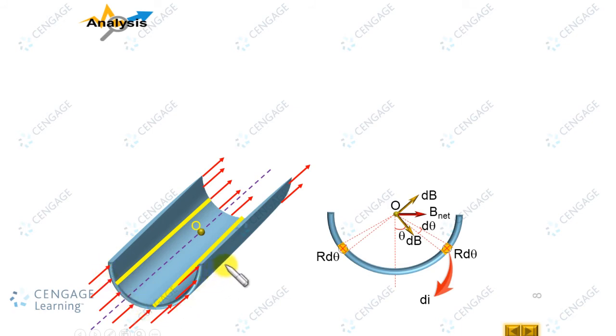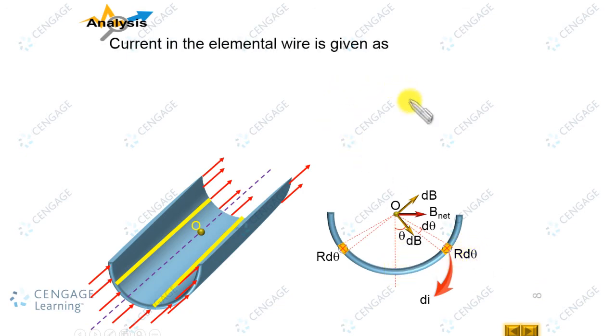So current flowing through this section should be equal to I divided by pi r, that is the current density, multiplied by length of this section, that is R dθ. So current in this elemental wire is dI equal to I divided by pi r multiplied by R dθ. R will get cancelled. That means I dθ divided by pi. This is dI value. Okay.